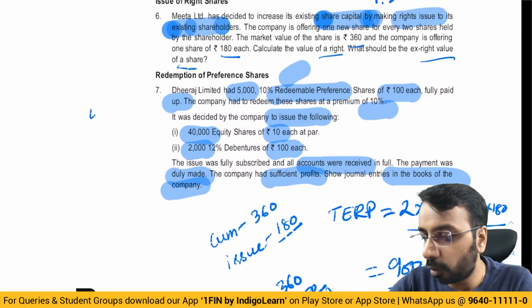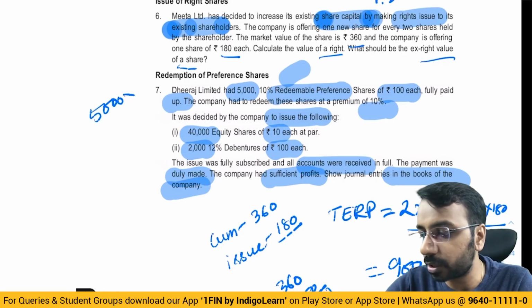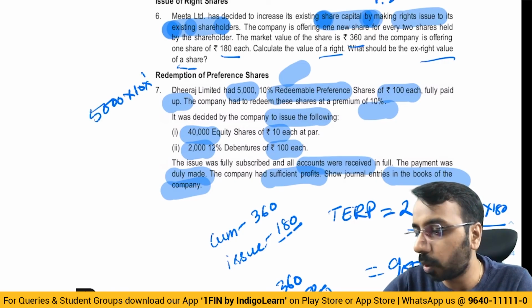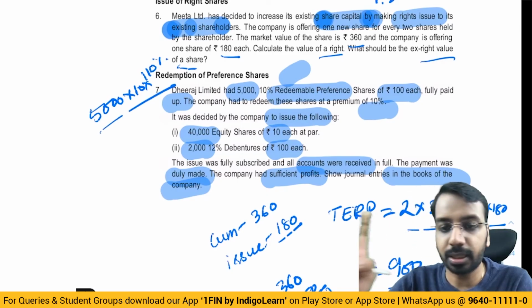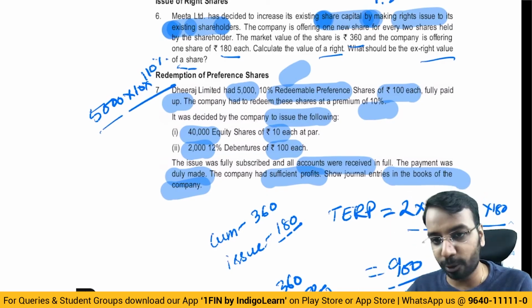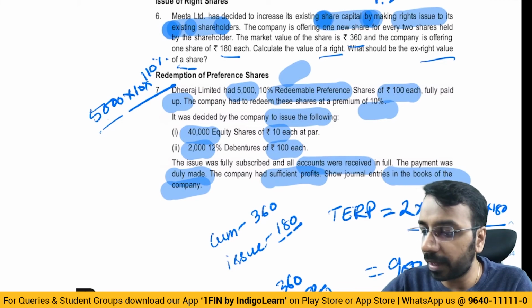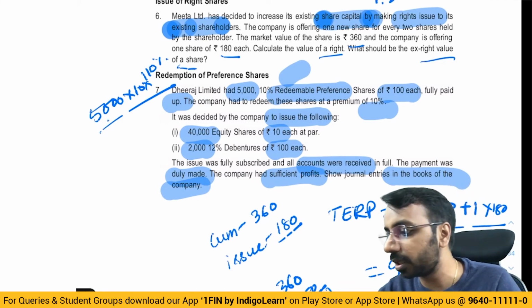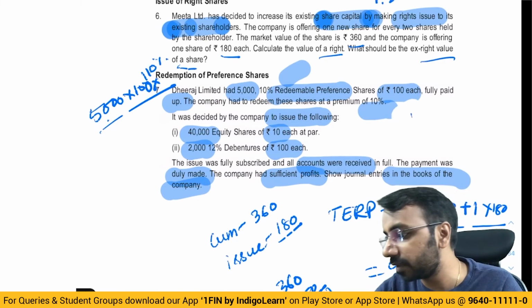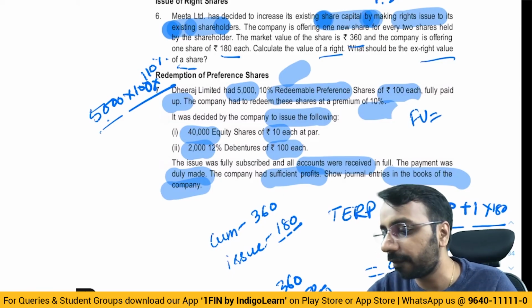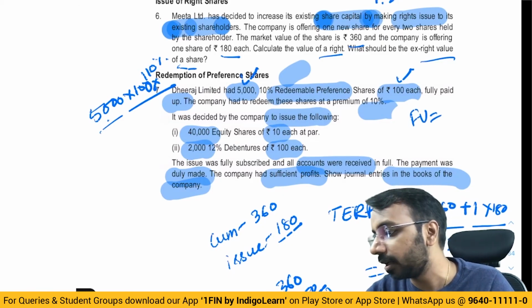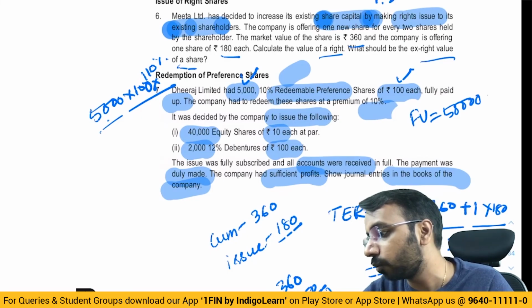So, the amount payable to the shareholders will be 5,000 into 10 into 110%. That is the first thing. Amount payable to shareholders. Then, 5,000 into what is the face value? 5,000 into 100. What is the face value redeemed? Face value redeemed is 5,000 multiplied by 100. That is 5,000 and 2 zeros, 5 lakh.